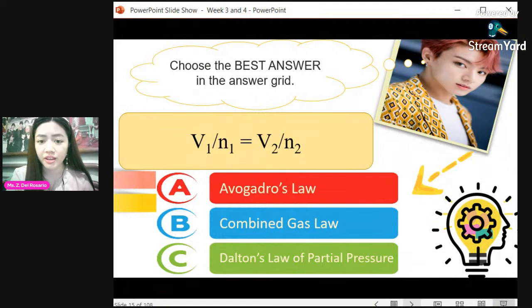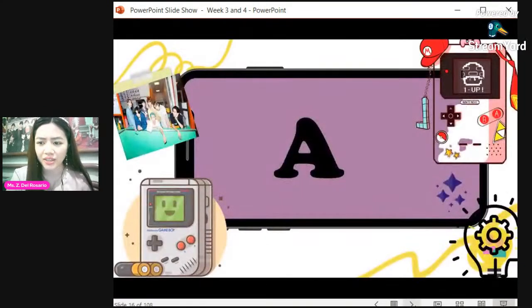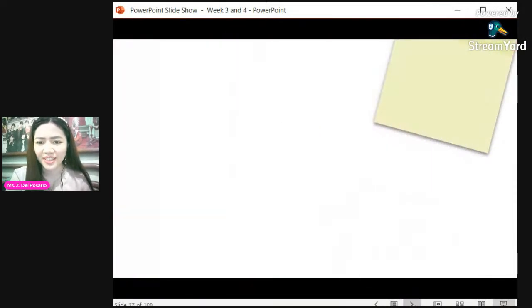If the formula is V sub 1 over N sub 1 is equal to V sub 2 over N sub 2, what would that probably be? Is that A, Avogadro's law, B, combined gas law, or C, Dalton's law of partial pressure? Based upon this, the correct answer is letter A, which is Avogadro's law. Alright, nice one. Moving on.